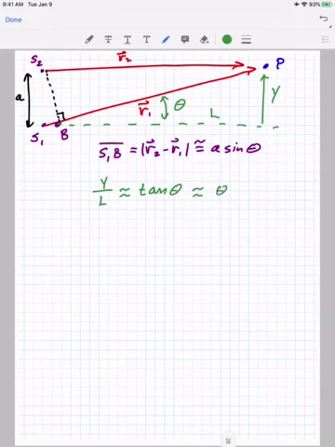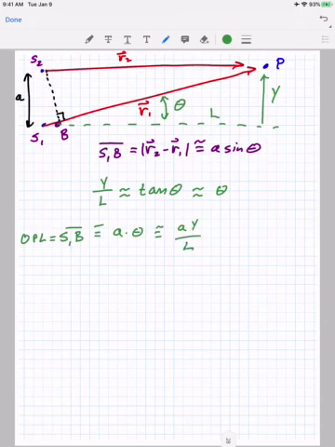And so then what that means is that this distance, S1B, which is the optical path length difference between the two rays, is approximately A theta, which is then equal to A y over L. Okay? And so this is actually our difference, R2 minus R1. And then that allows me to say that when the OPL is equal to an integer number of wavelengths, m being an integer, then all the peaks and troughs are going to line up, and so I'm going to have constructive interference.